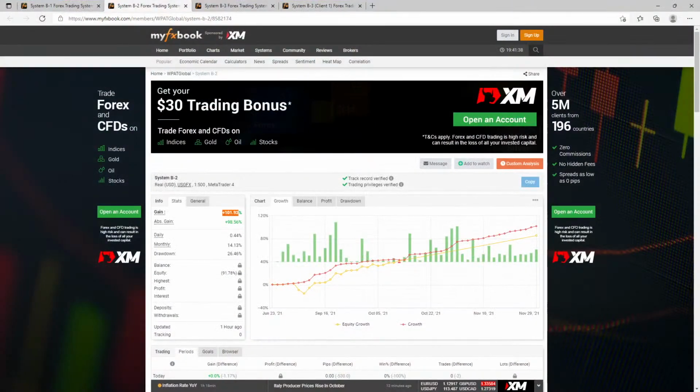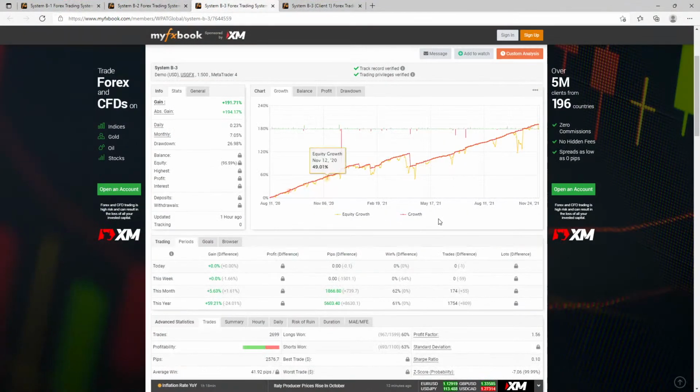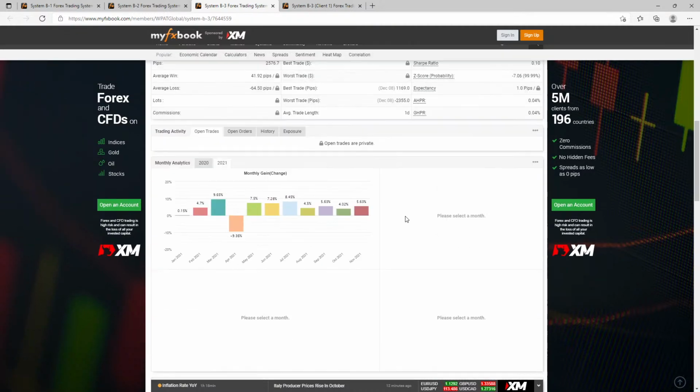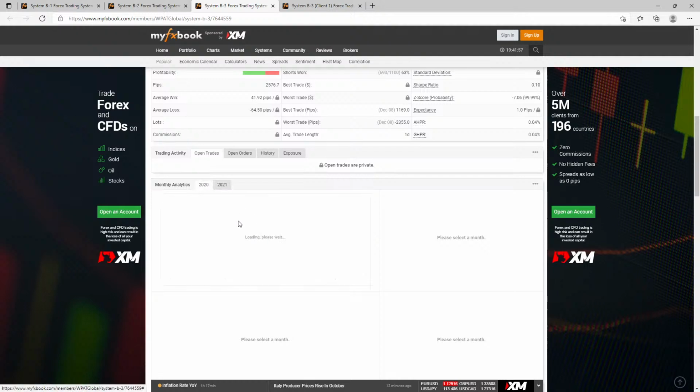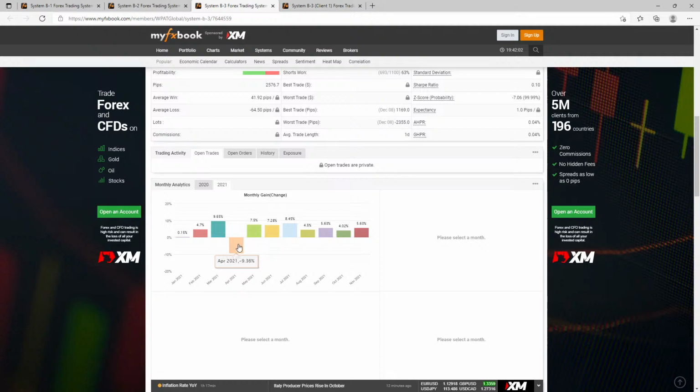All right, let's take a look. Okay, so B3. Now, this is actually an overview of that specific account with a growth percentage of 191%. So this is the type of gains that you guys can see since 2020 all the way to 2021. Well, there was a month of loss, but overall, I guess it made back within 2 months, right?